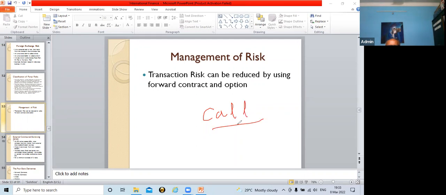Remember this call. In option there is put and call. So here you have to use call.